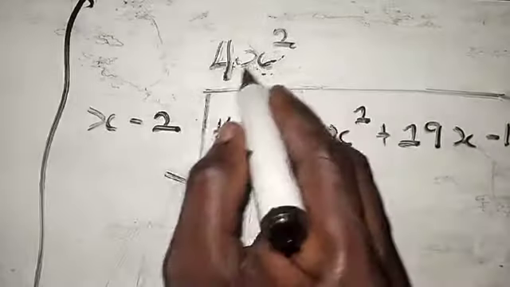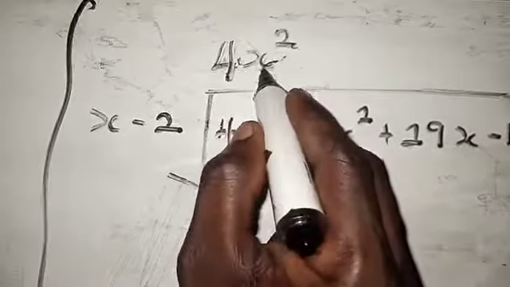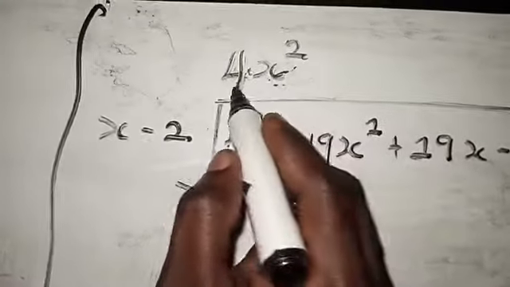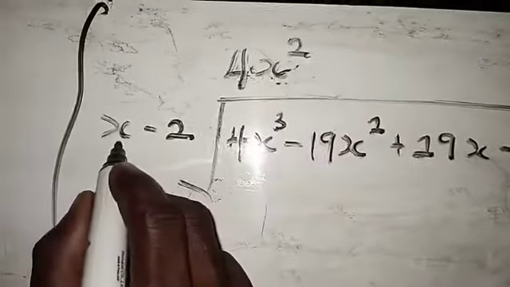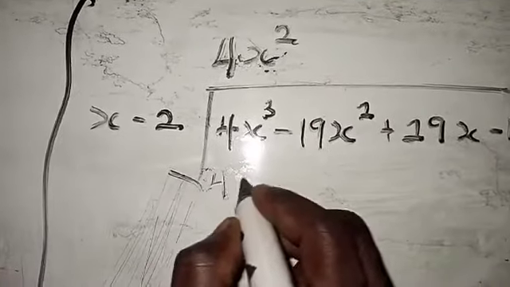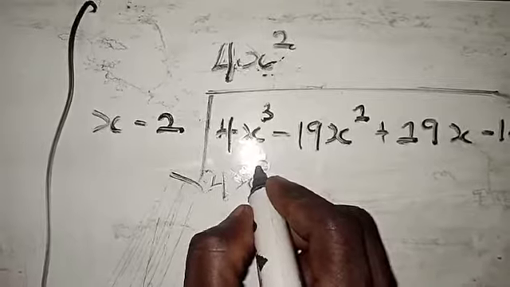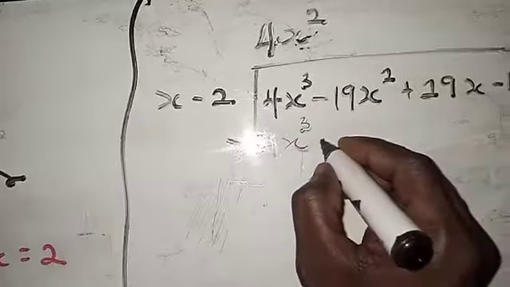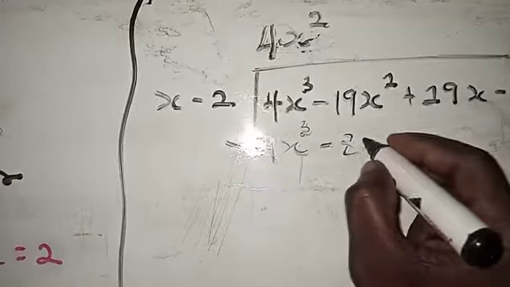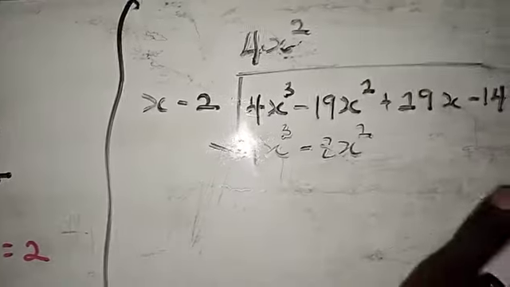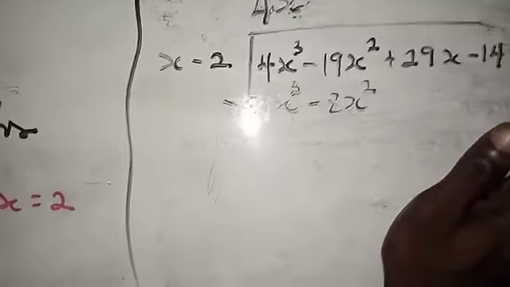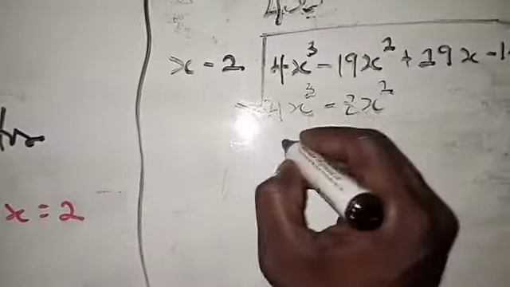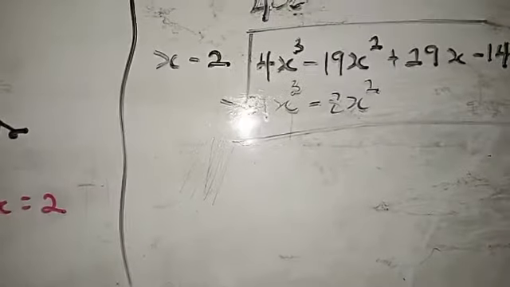So 4s^3 going in gives 4s^2. Use it to multiply everything here. The 4s^2 multiplied by the s will give you 4s^3, and then 4s^2 multiplied by the negative 2 will give us negative 8s^2. That is how simply you divide this. So now you are going to subtract everything here. Let's see how to subtract that.